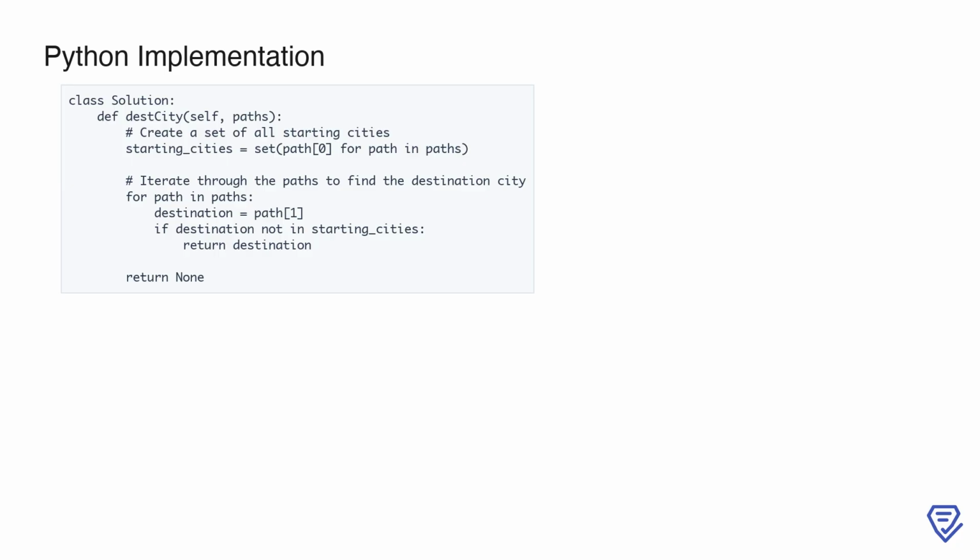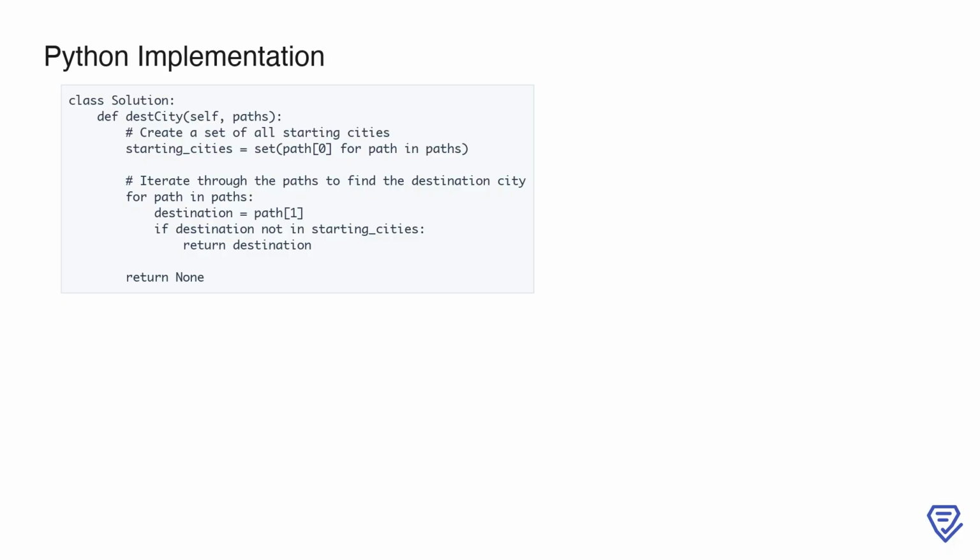The function desc_city takes a list of paths, where each path is represented as a pair, A, B. The goal is to find the city that only appears as the destination, B, and never as the starting city, A. Step 1. Extract starting cities. The first line of the function constructs a set of all starting cities using a set comprehension. By iterating over each path and extracting the first city, A, we efficiently collect all cities that serve as a starting point. Using a set ensures that lookups for starting cities are fast.